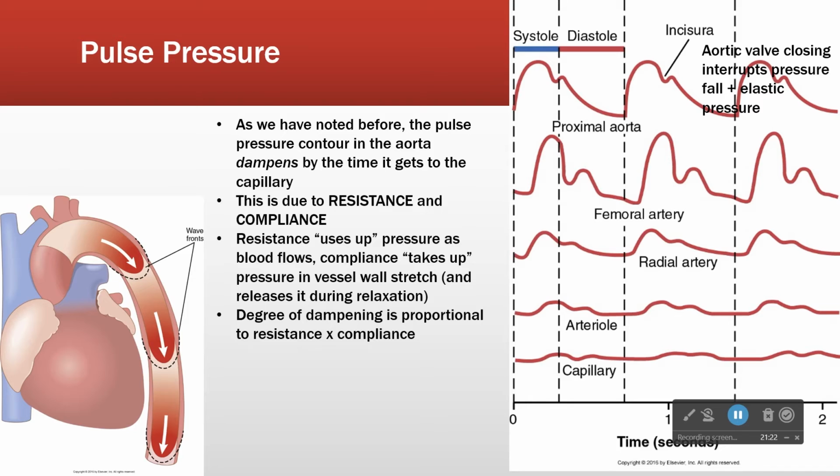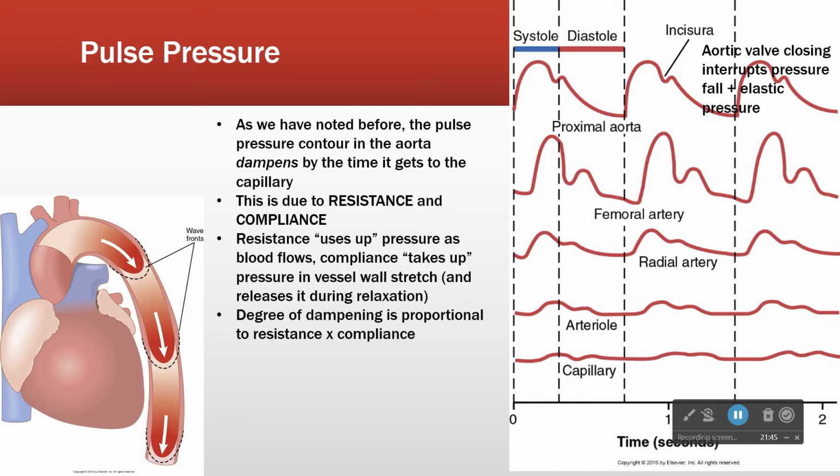The further out in the vessel system we go, the less of a big pulse wave we see. All the way until we get to the capillaries, where we see almost no pulsatile flow. It's pretty much flat. Why? Well, we've got two things that are eating away at the pulse pressure, the big up and down.